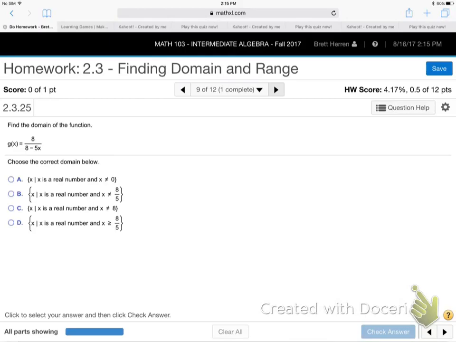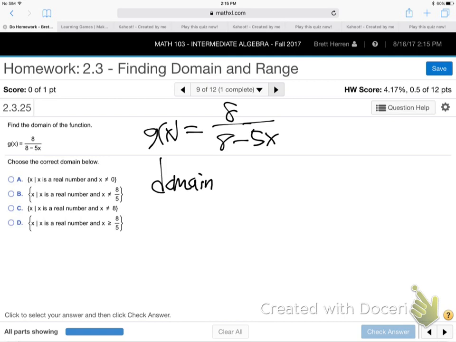So number 9. g of x equals 8 over 8 minus 5x. What's the domain? So try that one.